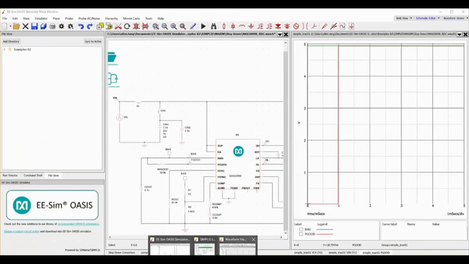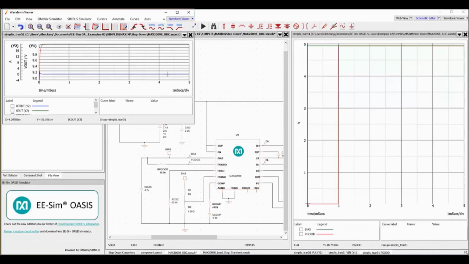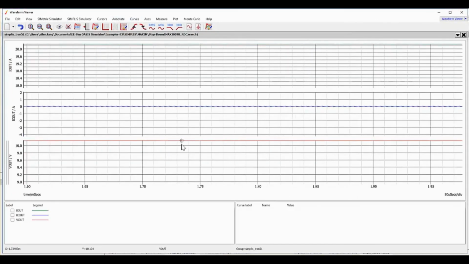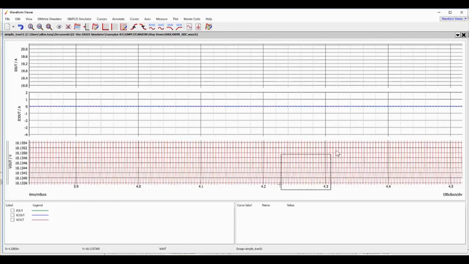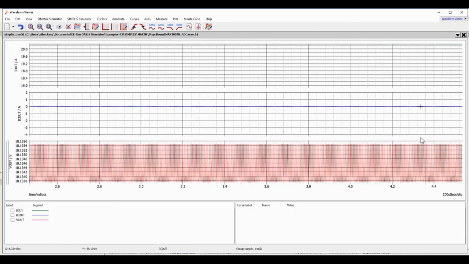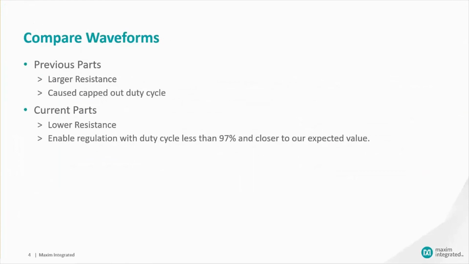All right, after simulating, we go to the output voltage and zoom in. Here we can see that the output voltage is regulated and is around 10 volts. With the previous inductor and FET, the output was not regulated correctly and had an output voltage of 9.68 volts. The duty cycle was at maximum and capped. With the second set of inductor and FET, the lower component resistance helped the duty cycle get closer to our expected value, and it is regulating.